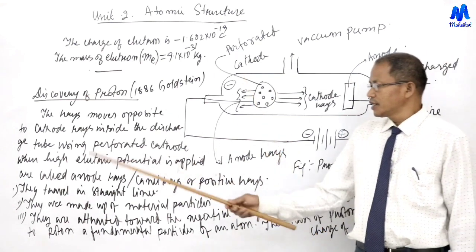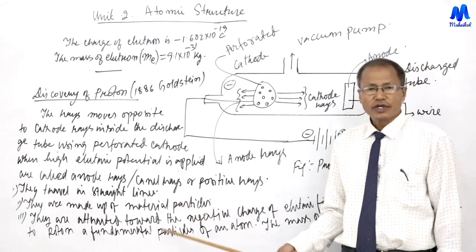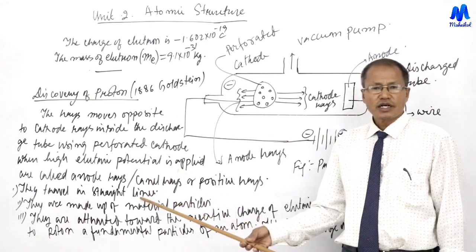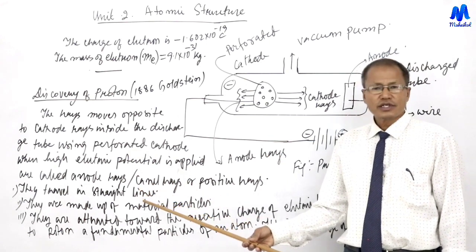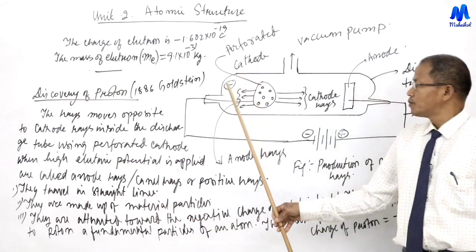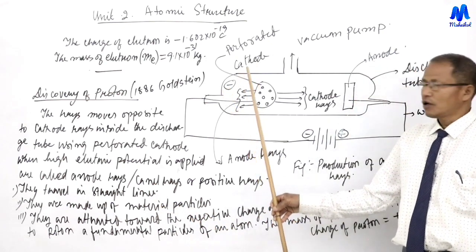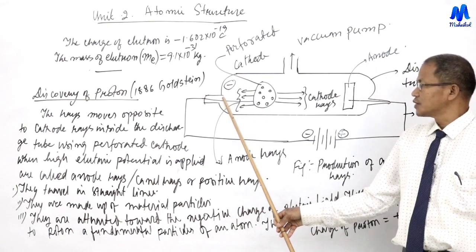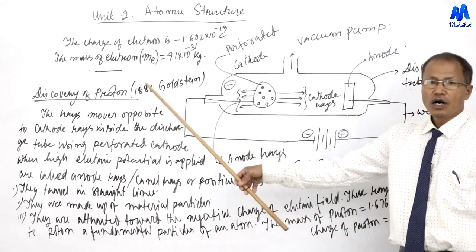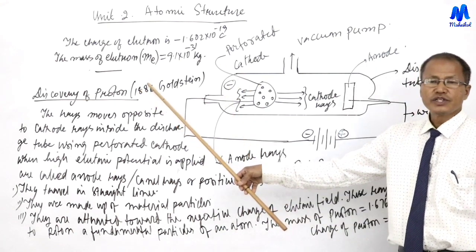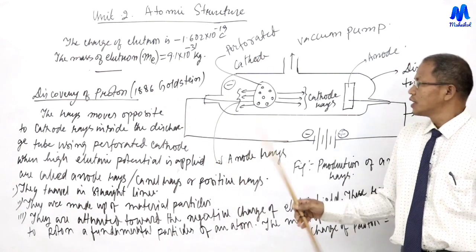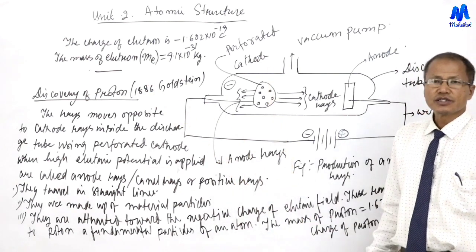And these rays are also the same as the cathode rays. They travel in a straight line. How to realize the straight line? When you place a paddle wheel or an object in front of these rays, the image of the object is found on the screen, which shows that these rays travel in a straight line.